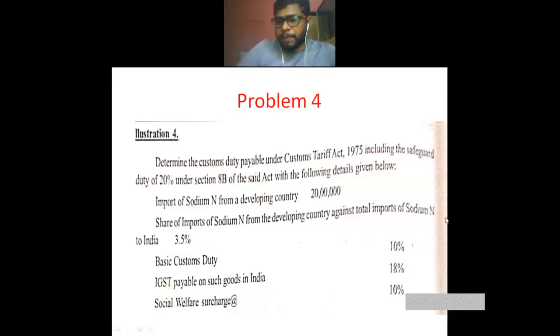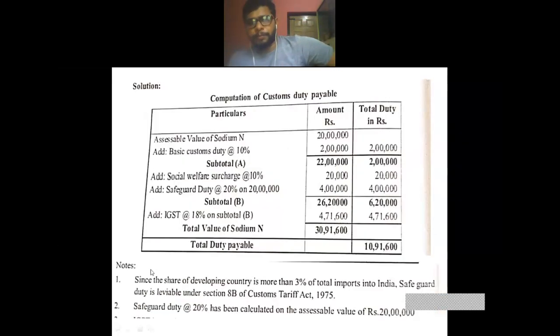Basic custom duty 10%, IGST 18%, social welfare surcharge, it is compulsory 10%. So this is the problem. Now go to the solution.